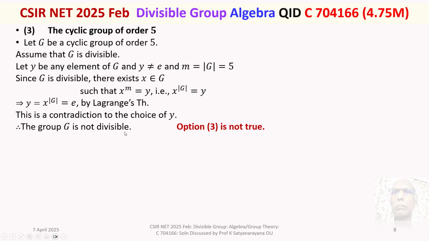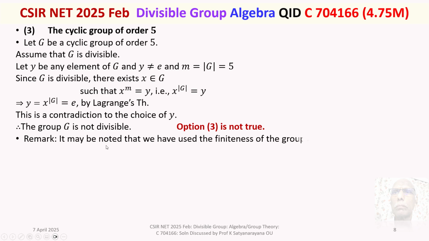Therefore, the group G is not divisible and option 3 is not true. We mean that the group given in option 3 is not divisible. We make a remark here. It may be noted that we have used only the finiteness of the group, that is, the order of G only, but we have not used the fact that the group is cyclic. That means the cyclic nature is not at all used. So I say this argument can be generalized.